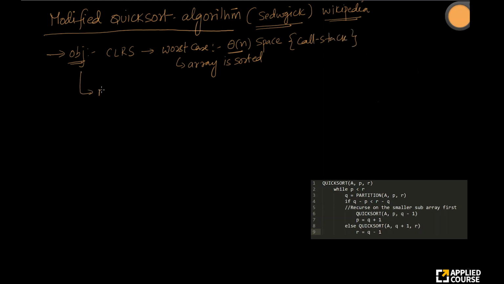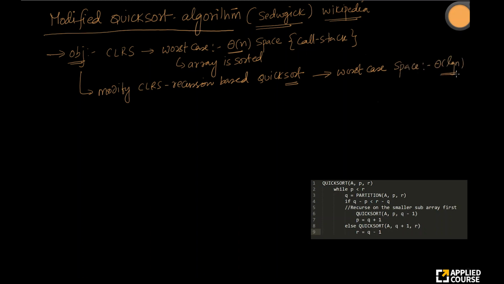Now what we will do here is modify the CLRS recursion based simple quicksort that we have seen, such that its worst case space complexity is theta of log n, right? And it's a very innovative algorithm, and here is the actual algorithm itself. I'll walk you through step by step.